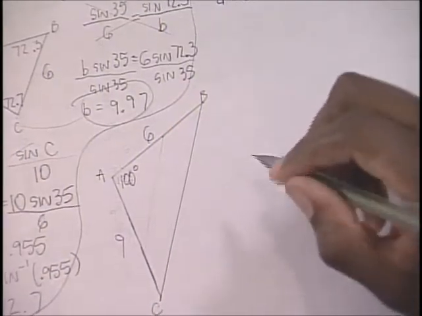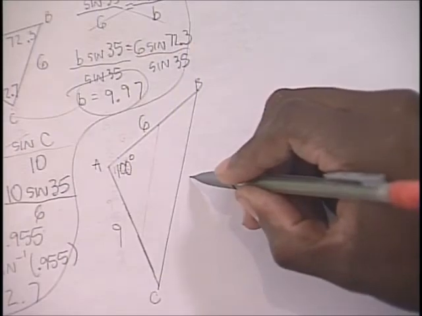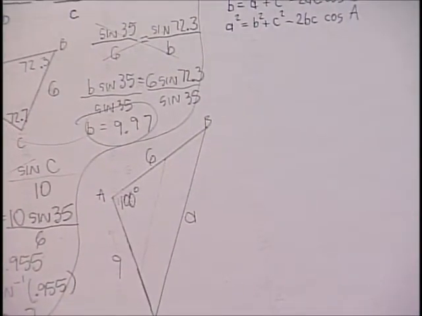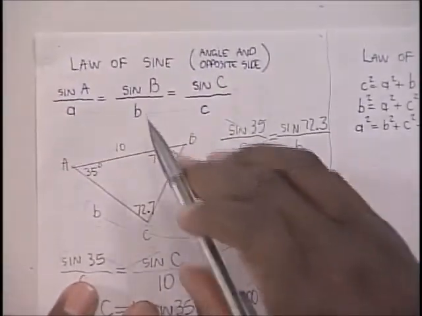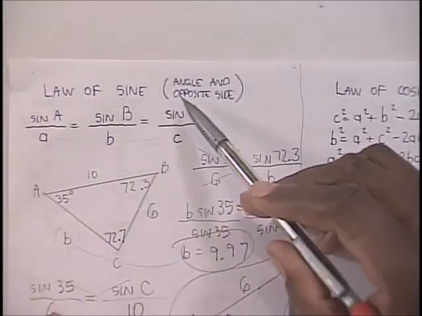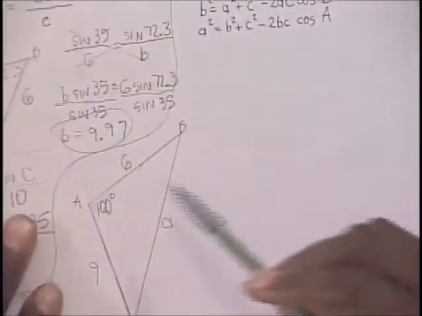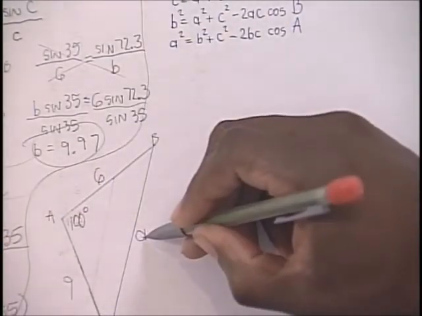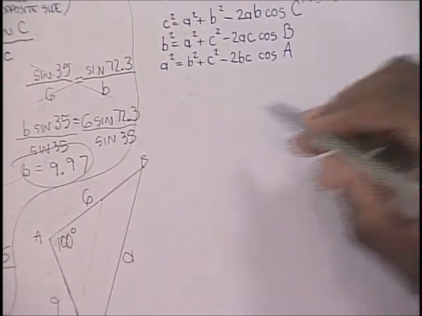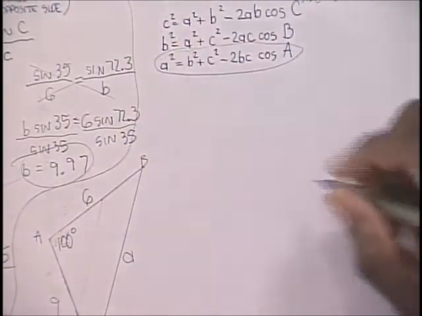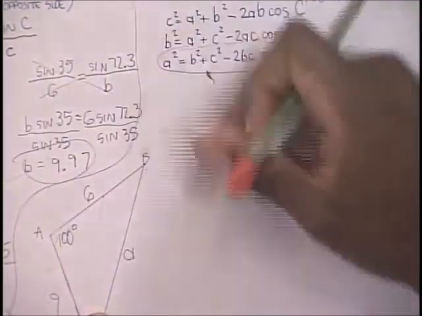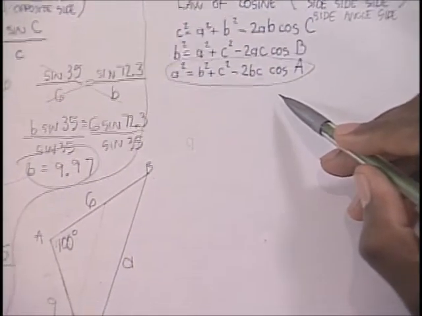Let's try to get this side right here, side lowercase a. The only way you're going to do it, you can't use the trigonometric ratios because we don't have a 90, and you can't use the law of sines because, as I told you, you have to have an angle and the opposite side. We have an angle, but we don't have the side opposite. So to get this side, we're going to use the law of cosines: a squared is equal to b squared plus c squared minus 2bc times the cosine of A.